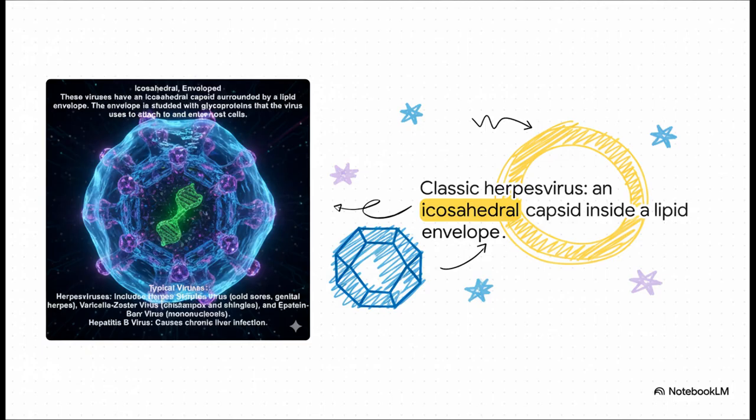And here it is, the classic family photo for a herpes virus. It's got this beautiful, almost jewel-like icosahedral capsid. That's the 20-sided shell in the middle. Think of it like a tiny, super strong vault protecting the precious viral DNA inside. The whole thing is then wrapped up in a lipid envelope, which is studded with these little glycoproteins. Those are basically the keys the virus uses to jimmy the lock on our cells.